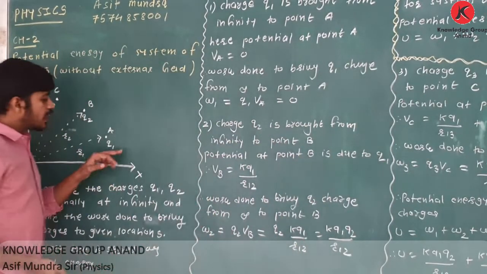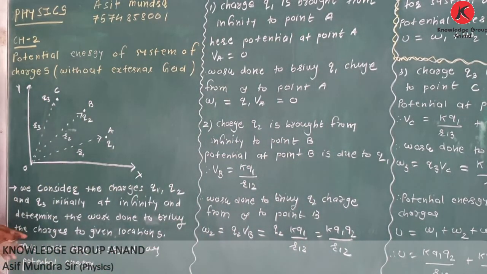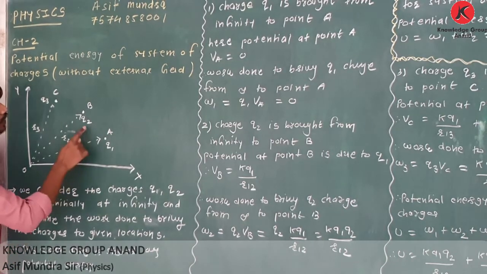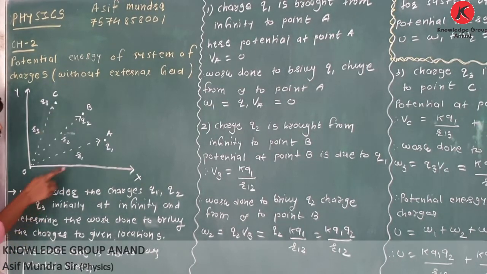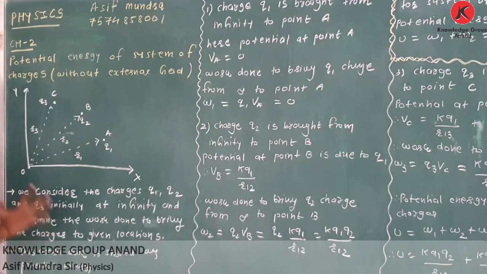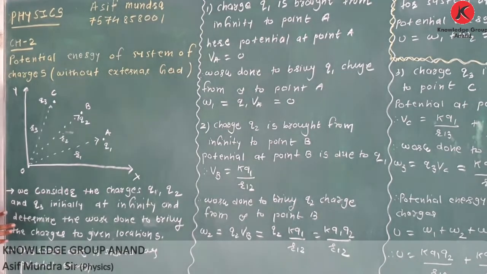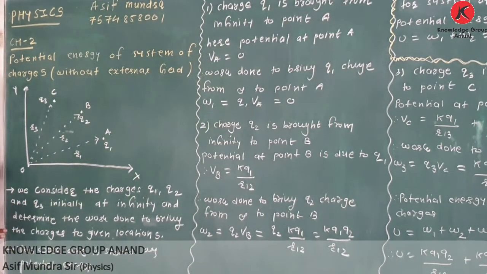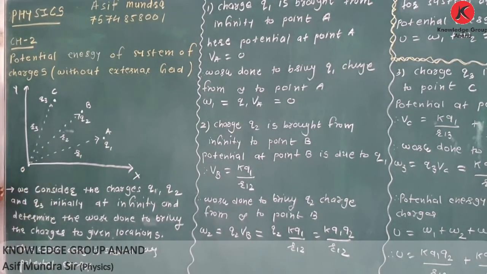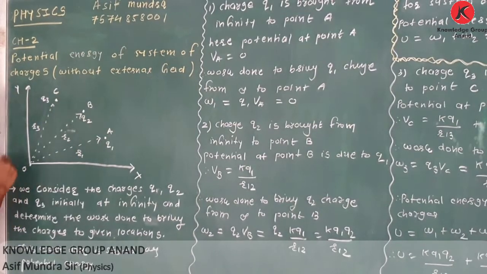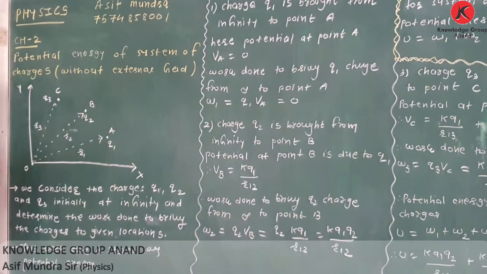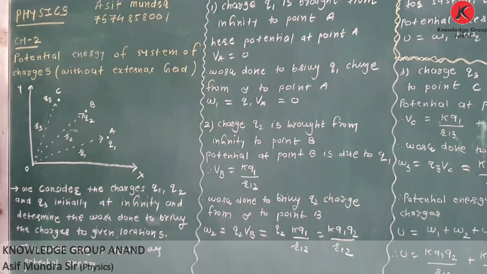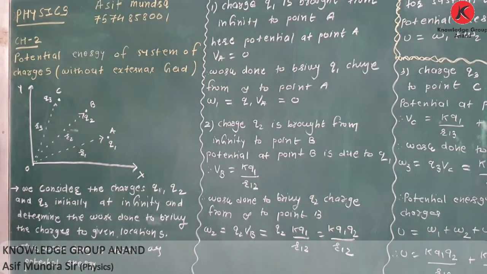You are given a system of three charges, Q1, Q2 and Q3, having position vectors r1, r2 and r3. Your question is, find the potential energy of this system. External field is 0 means you have only these three charges. External field is not present. So how to find this potential energy?